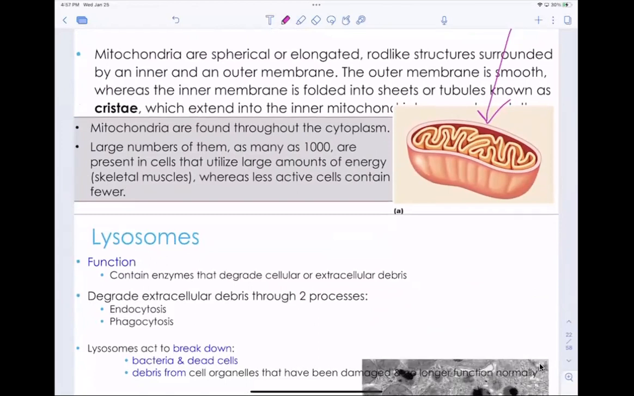By the way, 100% of the DNA that creates the mitochondria in your body is from your mother. So you have your mama's mitochondria.